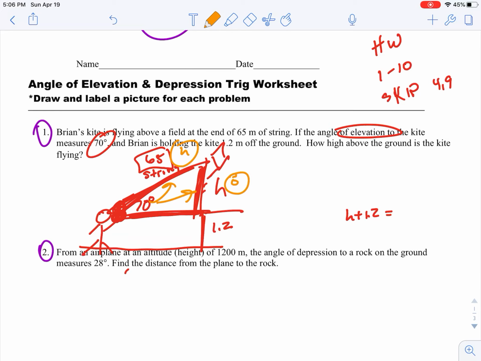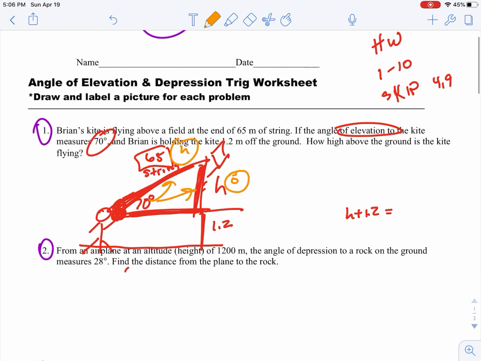Quarantine's not perfect. All right. But we'll get through it. But word problems is something that's like, this is not easy. But hopefully we're getting to labeling the sides and understanding.